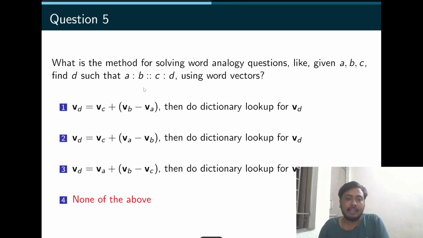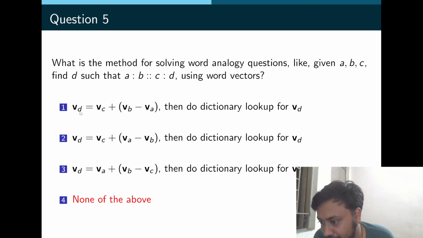Why? You indeed need to calculate the vector using this formula, the first one. The idea is, if A is to B is equivalent to C is to D, then we will have VB minus VA equal to VD minus VC. That is fine. So you know the word vectors for A, B and C, so you can calculate VD. But when you want to find out which word D actually represents, that is where the cosine similarity part comes in. As you can see, all the options are saying you have to do a dictionary lookup.